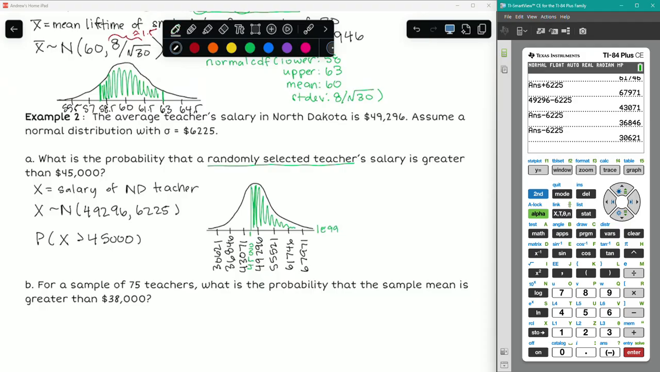So we're going to go ahead and run it on our calculator. Normal CDF: lower bound, upper bound, mean and standard deviation. Oh, I forgot my mean. Sorry about that. My poor little brain is a little fried today. So 45,000, 1E99, 49,296, and 6,225.